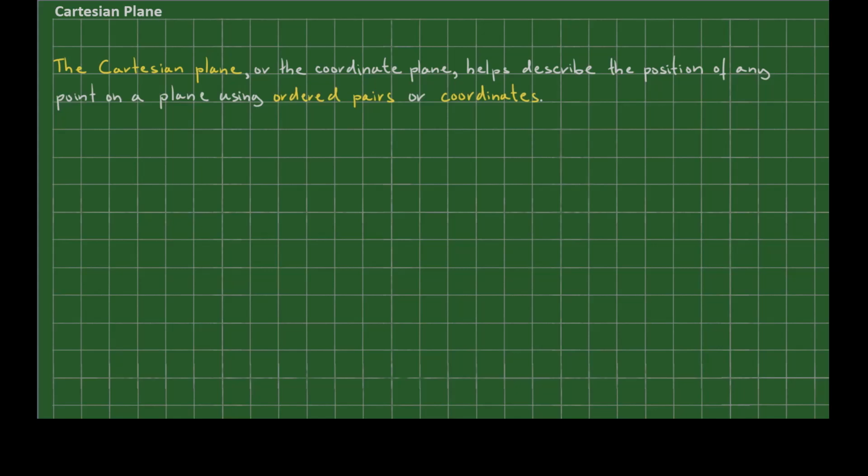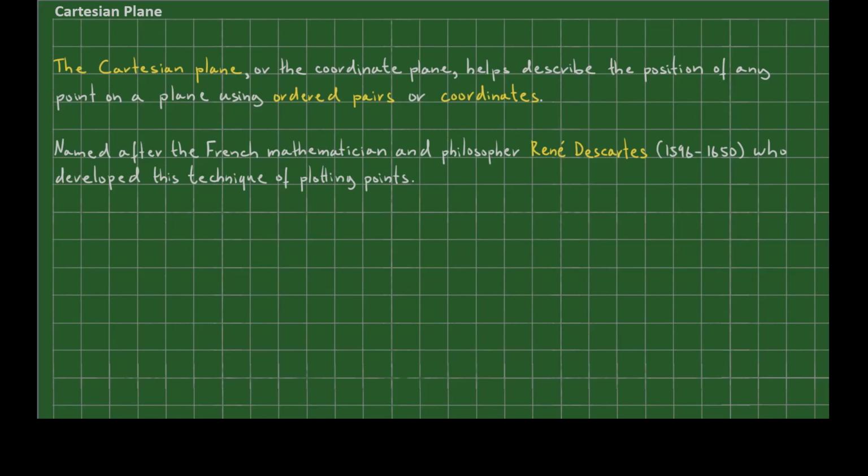The Cartesian plane, or the coordinate plane, helps describe the position of any point on a plane using ordered pairs or coordinates. It was named after the French mathematician and philosopher René Descartes, who developed this technique of plotting points.